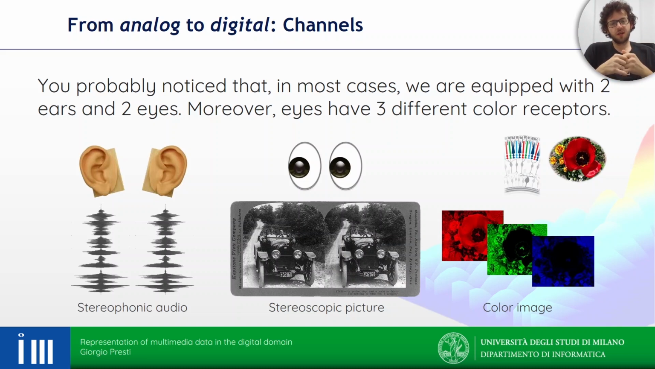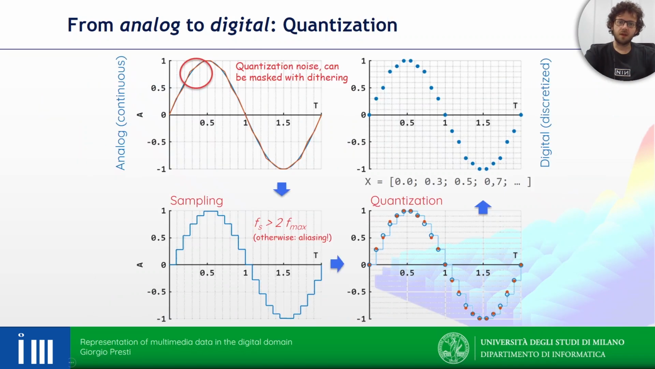So in a stereophonic audio, we have 2 signals that correspond to 2 channels. In stereoscopic pictures, we have 2 image channels, while in a monoscopic picture, we have just 1 image channel. And in color images, we actually have 3 color image channels. And all of these signals are stored, as we saw previously, with the sampling and the quantization process.